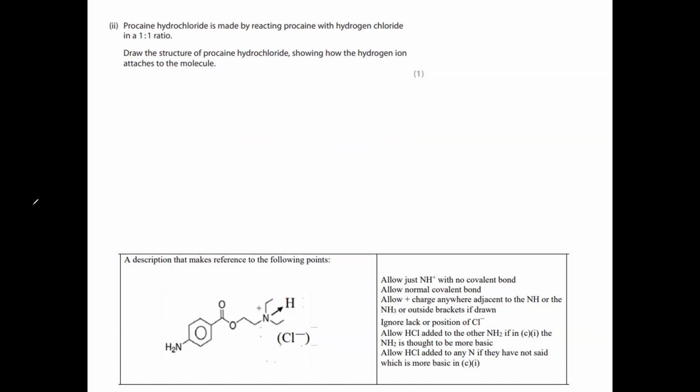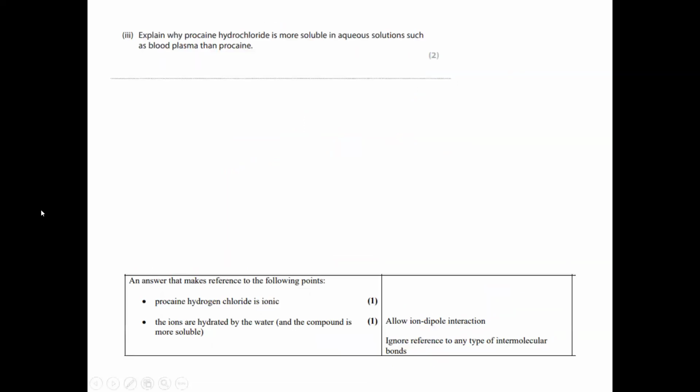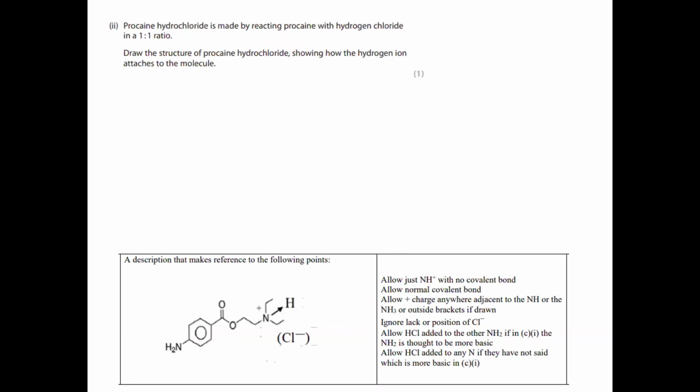Now we'll go for the next one. Explain why procaine hydrochloride is more soluble in aqueous solution such as blood plasma than procaine. The reason is that when it becomes procaine hydrochloride, it gets a positive charge. That means it becomes ionic. Ionic compounds are more soluble in water because water is a polar molecule. We know that water has plus delta and minus delta. The minus delta part will attract these plus charges, and the plus delta part of the water molecule will attract these minus charges.